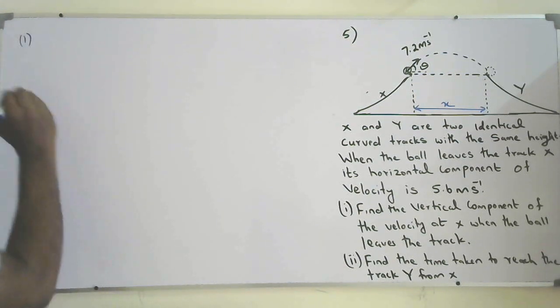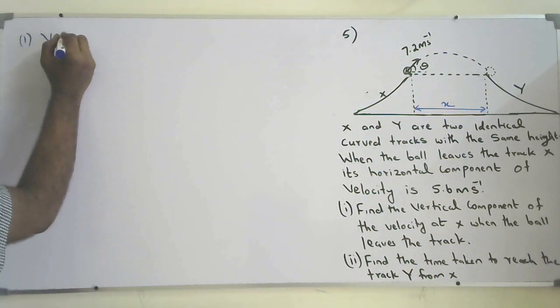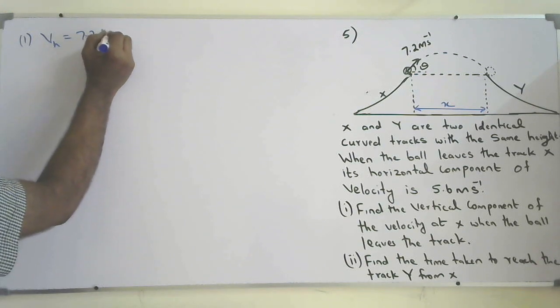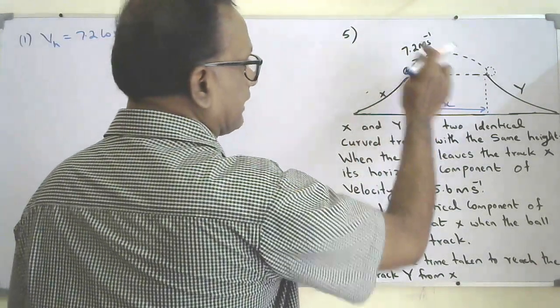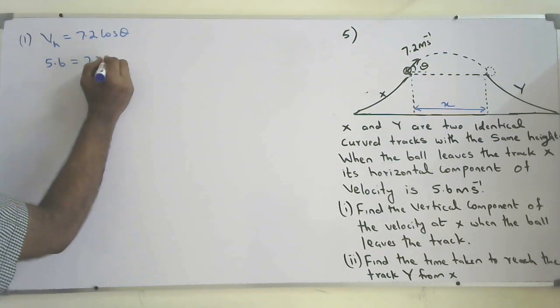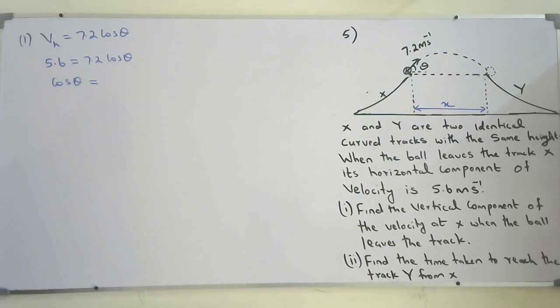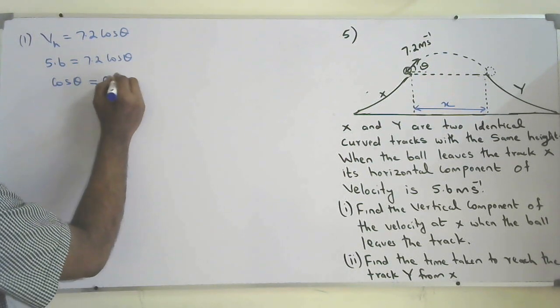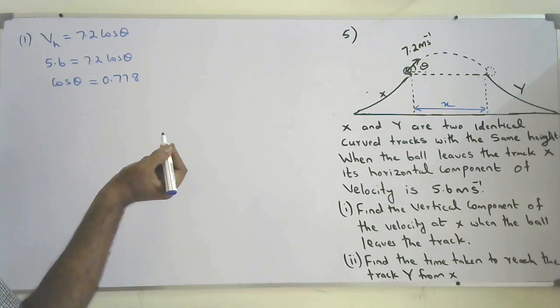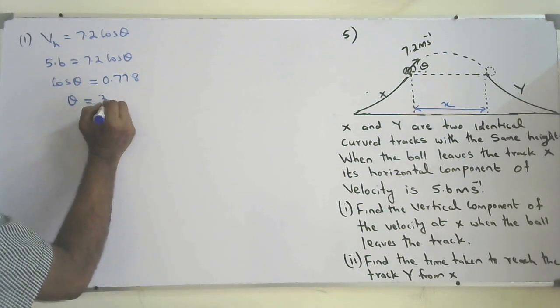So first part, I know the horizontal component, 5.6. I know that VH is 7.2 cos theta, where theta is the angle at which it leaves the track X. So 5.6 equals 7.2 cos theta. From this, find cos theta. That will be 0.778. So I need the angle theta: 38.9 degrees, so I can say 39 degrees.